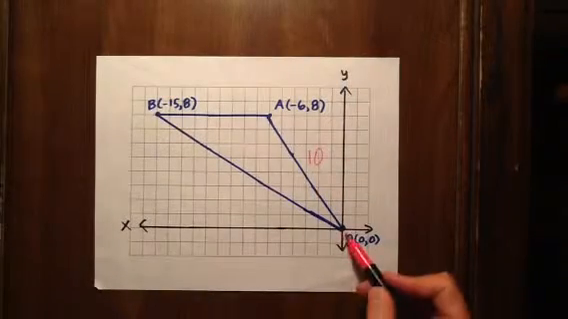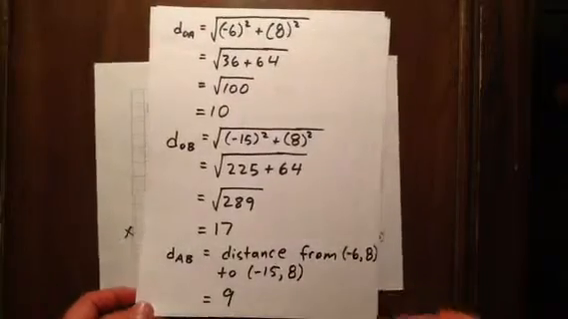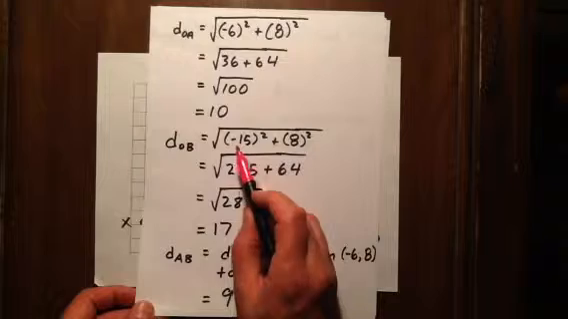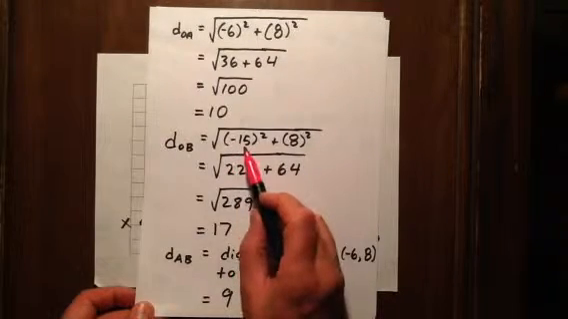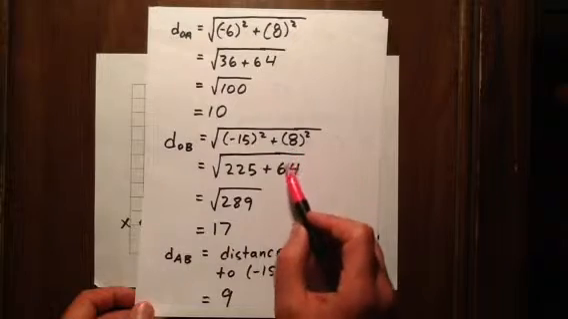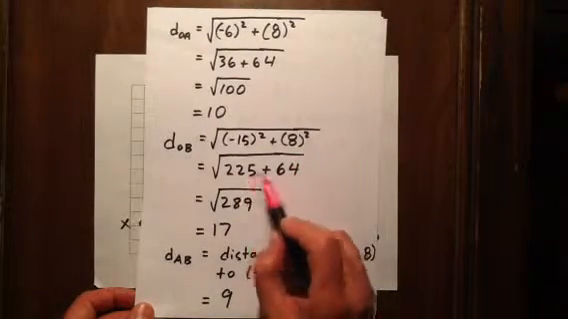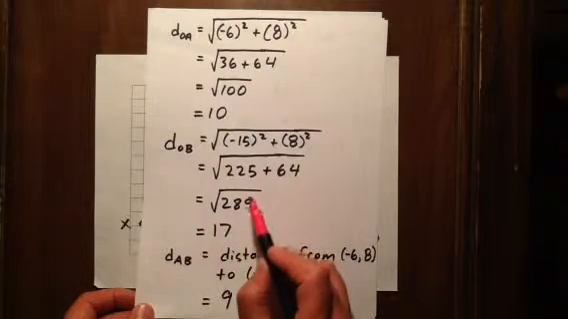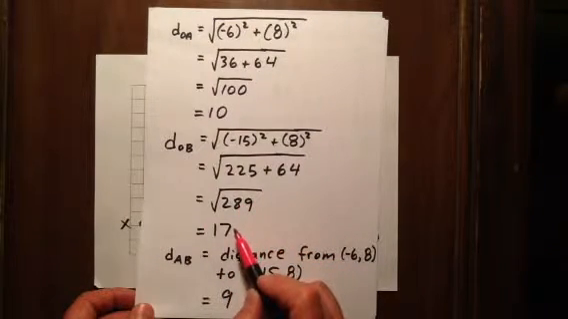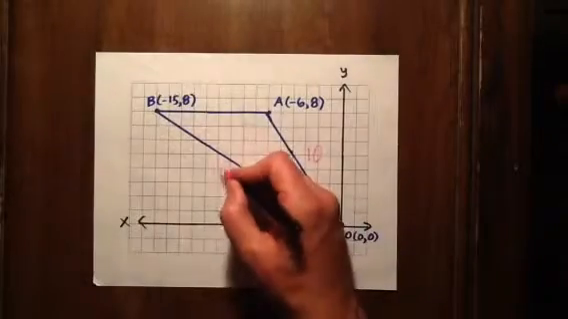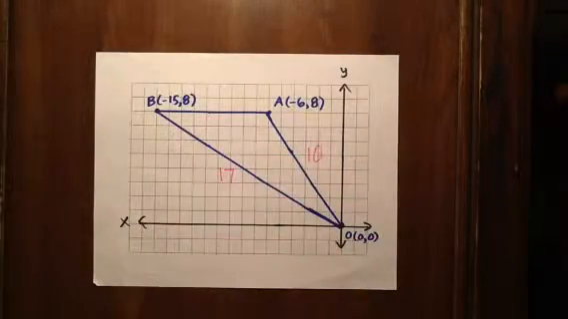The next one we're going to figure out is from O to B. The distance from O to B will be the square root of x squared plus y squared. X is -15. When you square that entire quantity, you get positive 225. Y is 8. When you square that, you get 64. Adding these together gives us 289, but we're still under the square root. Root 289 is 17. So the distance from O to B is 17. So that side length is 17.